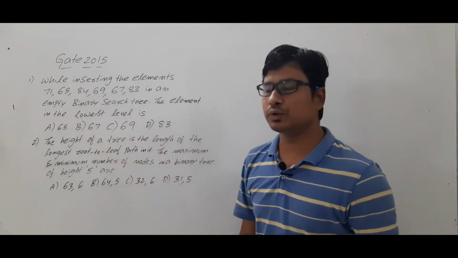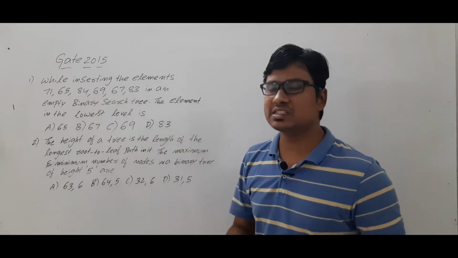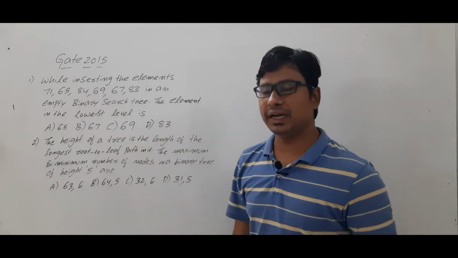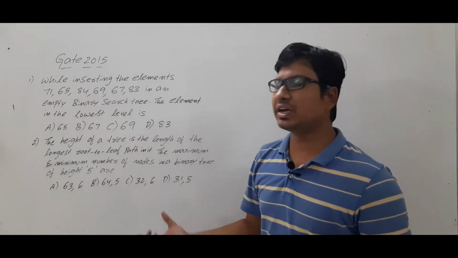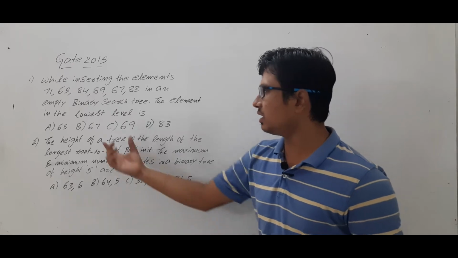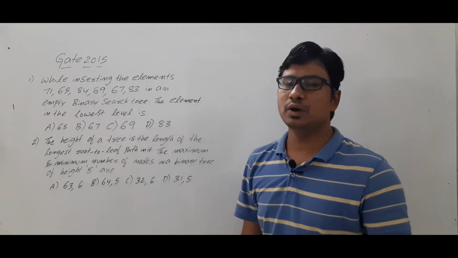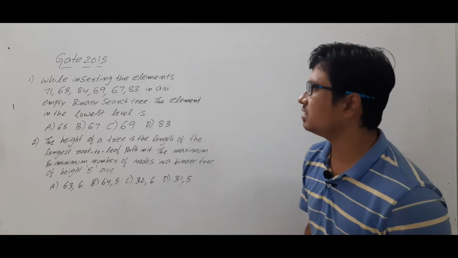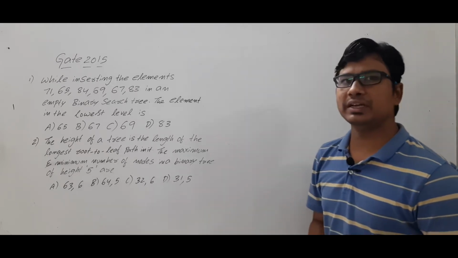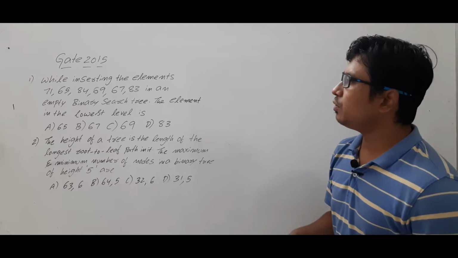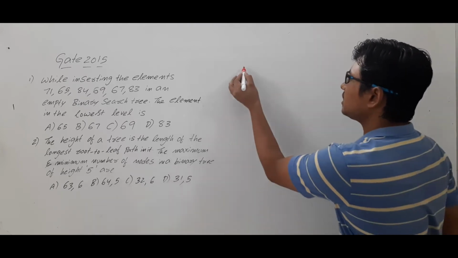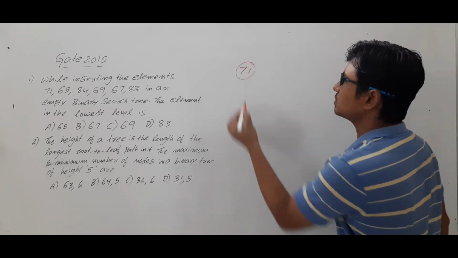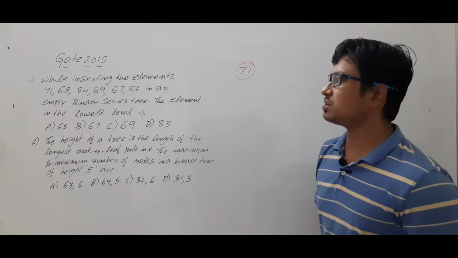So what we have to do is insert the elements in the binary search tree, then find what is the element at the lowest level. They have given 4 options. We need to solve the question and then find the right answer. Now, as it is an empty binary search tree, whatever the first element is, that element will act as the root node. So 71 will act as the root node.